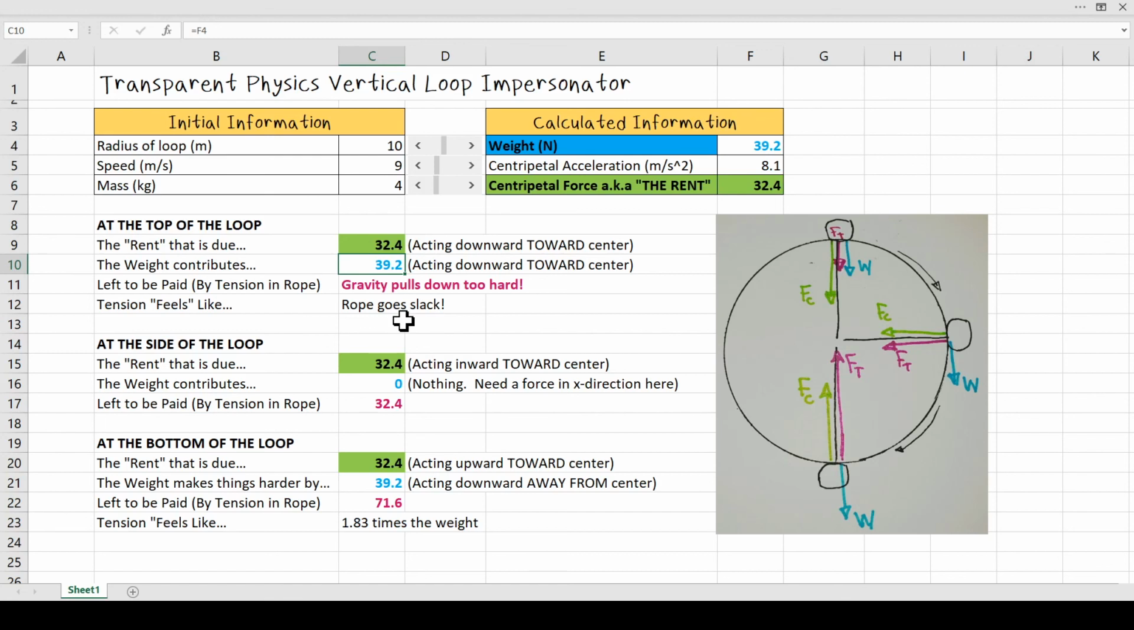So it's a kind of complicated situation with vertical loops, but if you stay focused on the specific forces, you can see how those play out. You don't need any of these centrifugal forces to explain what's going on. You can explain everything by simply looking at the tension and the weight and seeing how they combine together to give you the centripetal force.